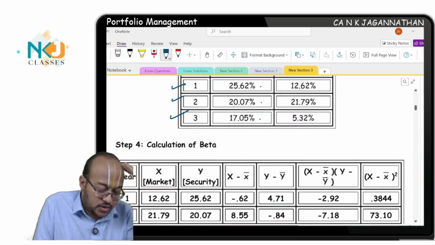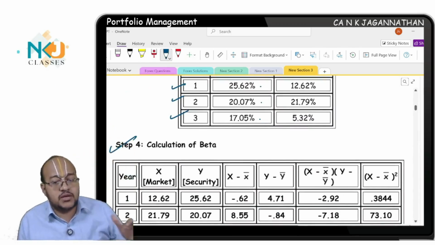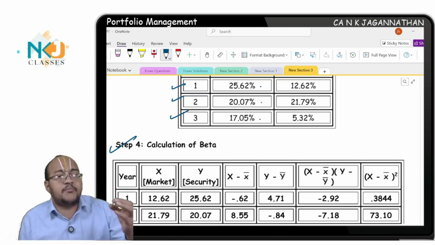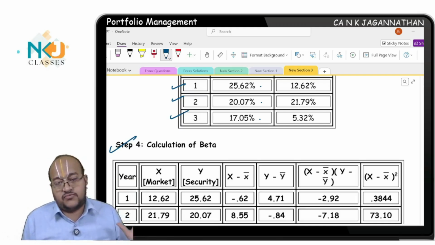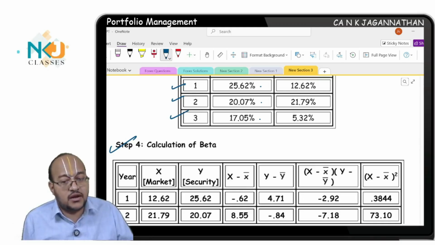Now we need to compute beta. When you use the correlation based method, I told you there are 3 formulas. First, change in security return divided by change in market return. That only has limited use. You cannot use the formula for all the questions. Then you have 2 more formulas. Covariance of security and market divided by variance of the market. This we learned.